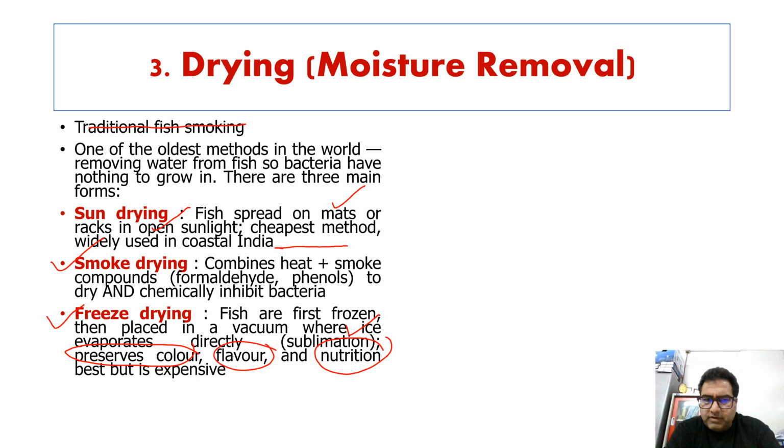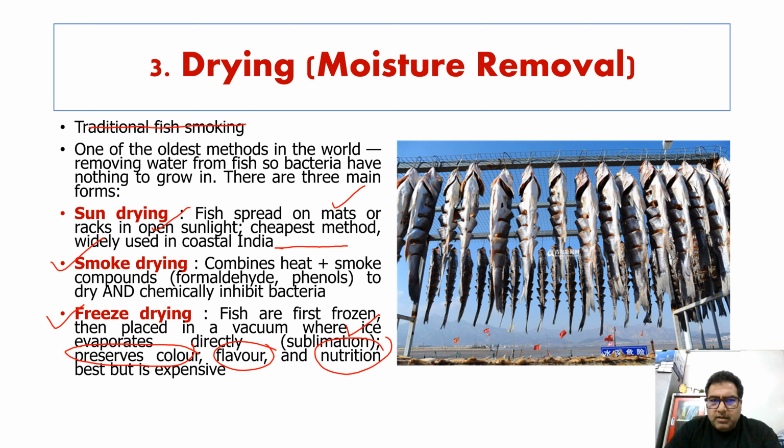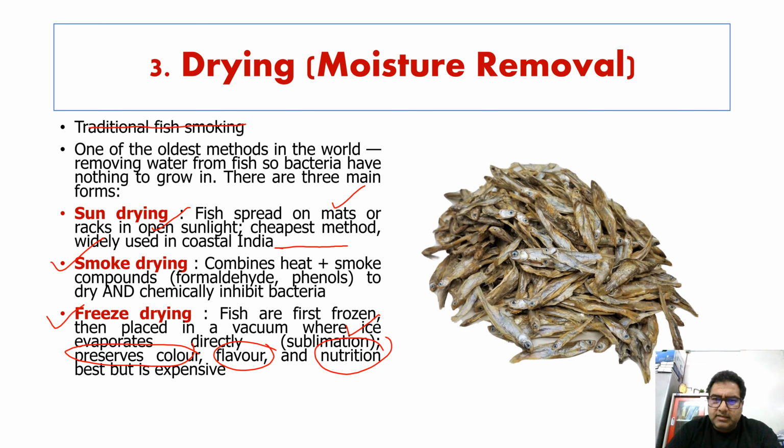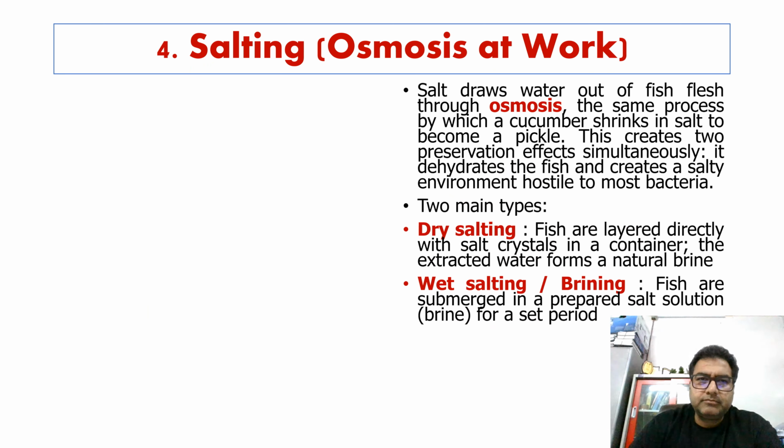And freeze drying is one of the best methods, wherein it preserves the color, flavor, and nutrition, but it is expensive. So keep in mind that sun drying, smoke drying, and freeze drying are the three best methods of moisture removal.